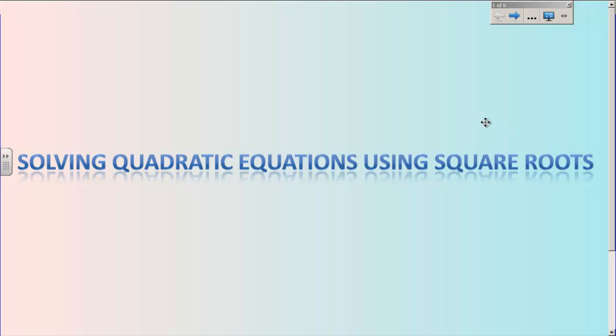We're going to talk about solving quadratic equations some more. This time we're going to talk about solving them using square roots. Using square roots is good in very specific cases with very specific quadratic equations, but it's a very simple way to solve a quadratic equation. So we're going to do some examples.